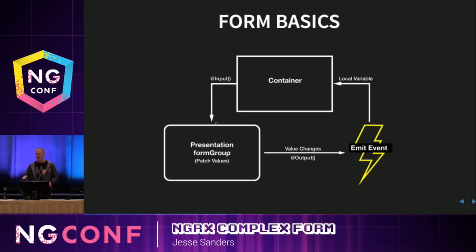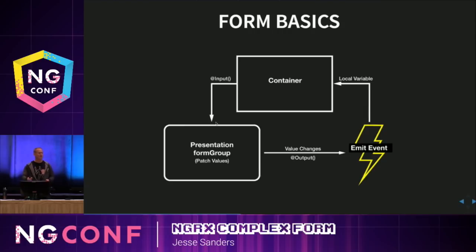And that's going to populate our form. And then when any sort of value changes, we want to output those back up and emit an event. And in most cases, what we want to do is store it in a local variable. So we're going to have two variables on our container. One is going to be the observable for my type. So let's say we're dealing with orders. I'm going to have an observable order, and then I'm going to have just a regular plain old order. And that's going to be my local variable, and that's what I'm going to hold changes in.